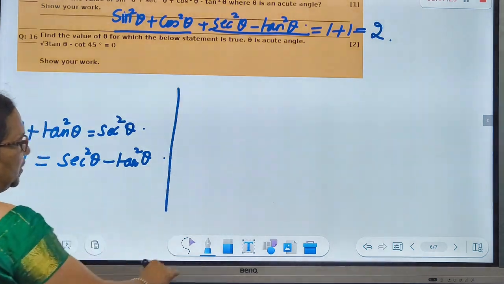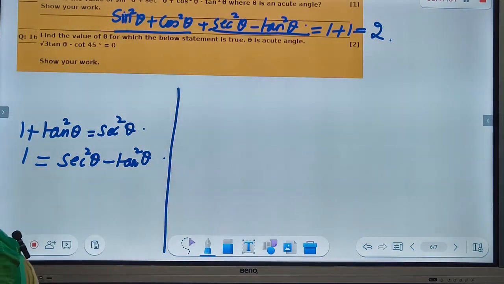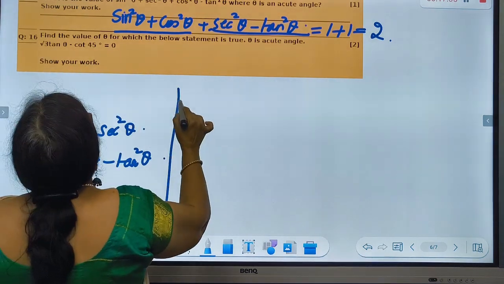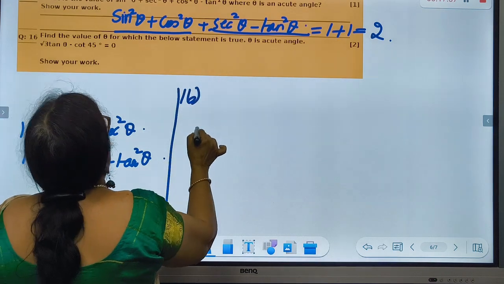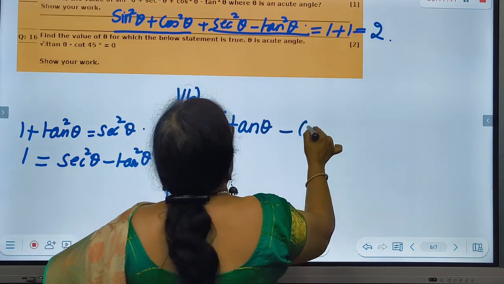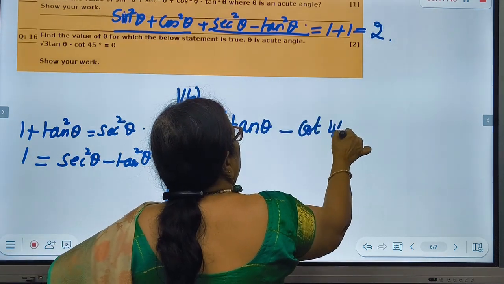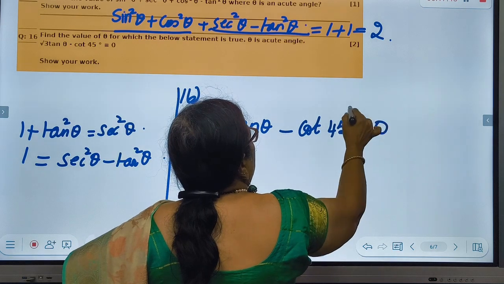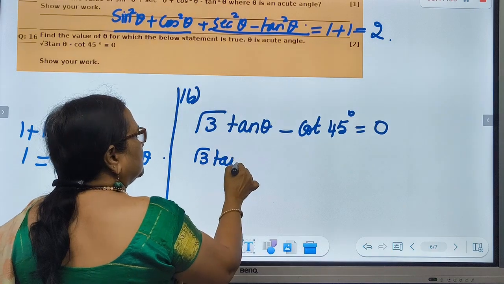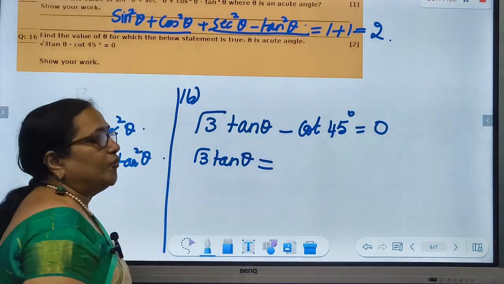Next question, question number 16. Find the value of theta for which the below statement is true. 16th question: root 3 tan theta minus cot 45 equal to 0. So, root 3 tan theta is equal to cot 45.